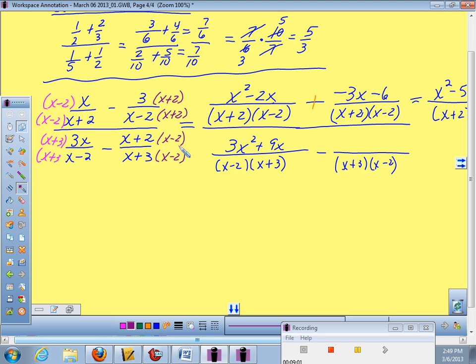Particularly where this is a really easy one to FOIL. What's x plus 2 times x minus 2? Yeah, the middle terms cancel. Those are conjugates, so it is easier in this case. Go ahead and FOIL it. Make it x squared minus 4.